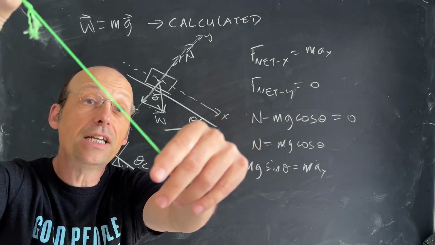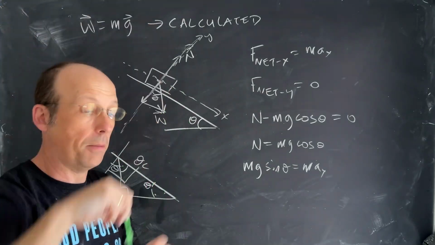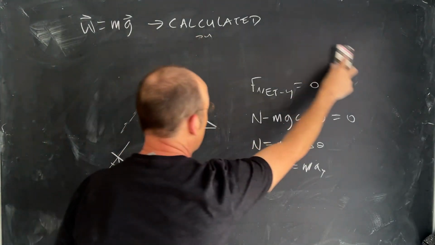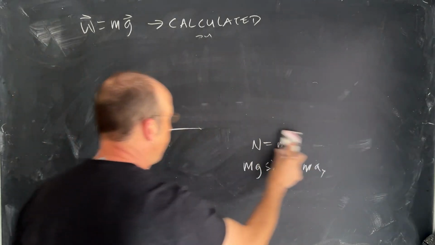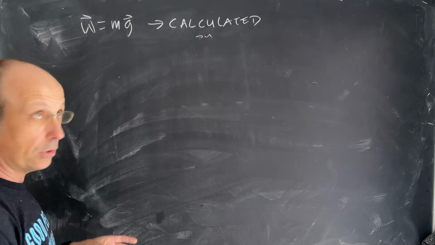It's the tension in a string. So we're going to assume massless strings. We don't have to worry about the mass of the string. And tension is also a force of constraint. It will exert whatever force it needs in order to not break, not stretch.